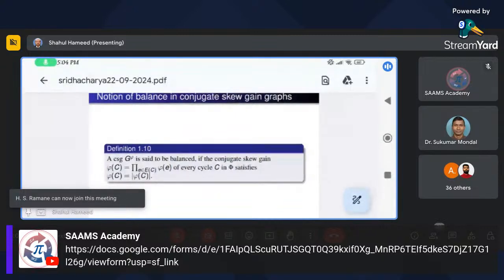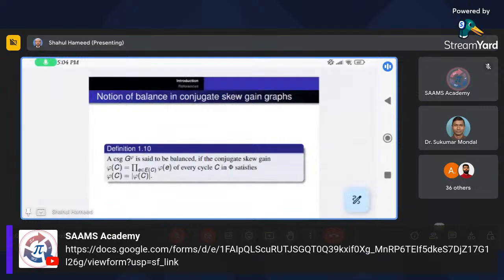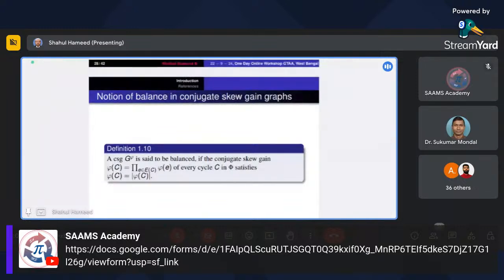But in order to deal with matrices, we will take rings or higher structures, fields and so on. We are considering fields of characteristic 0. So here we are extending that concept of balance to the realm of conjugate skew gain graphs from that of signed graphs, complex unit gain graphs, or gain graphs generally.